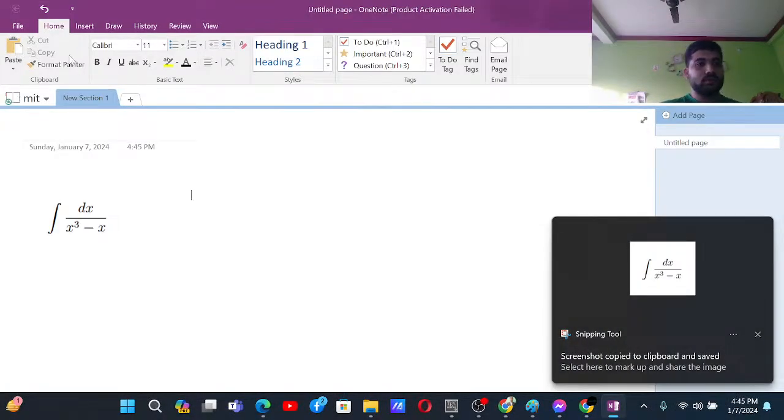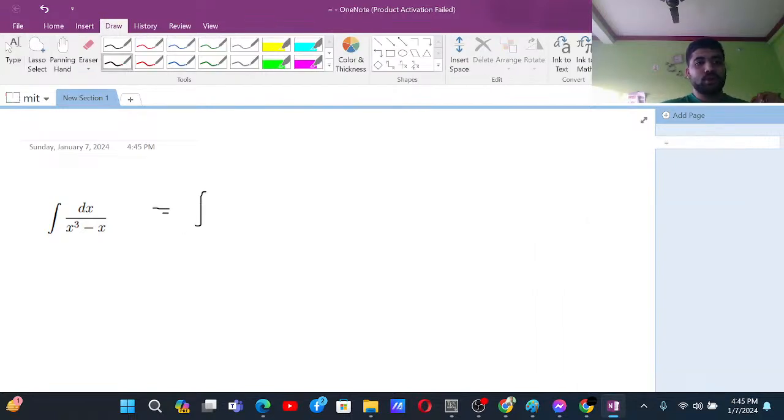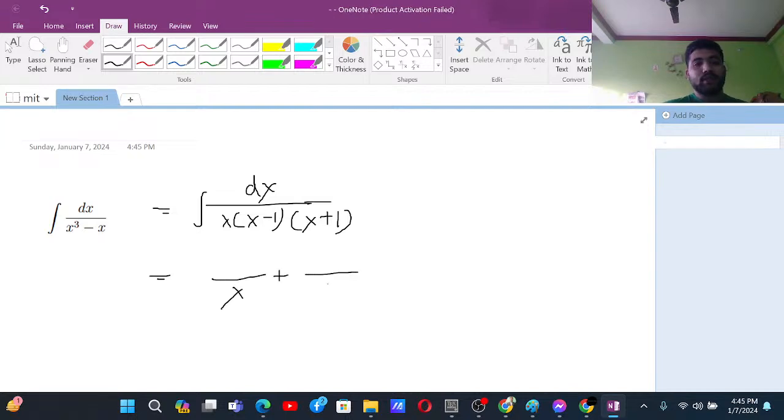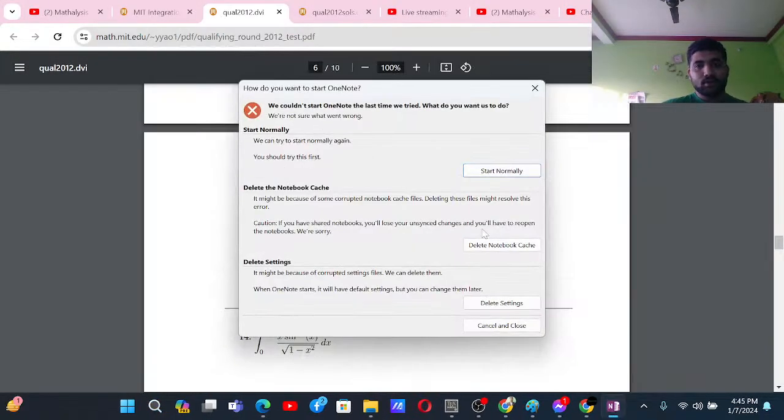Okay. So this was actually the integral dx by x(x minus 1)(x plus 1). Now we are using the cover up rule. We had three fractions: x, x minus 1, x plus 1. Now for x, 0 makes it 0. So just substitute 0 in the entire expression, covering up the factor that we are using to find the value.